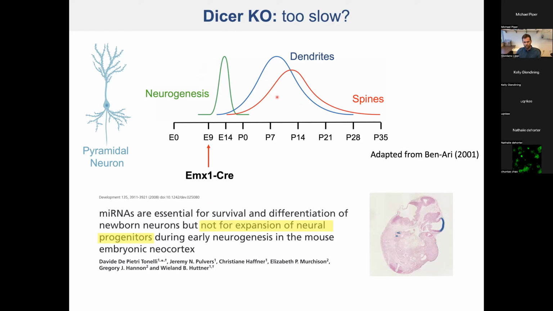I would argue that here there could be two hypotheses to explain this data. One is what the authors say, that there is a stage-specific role for microRNAs that are important for differentiation, but not for neurogenesis, or that there is a delay in the onset of the phenotype.